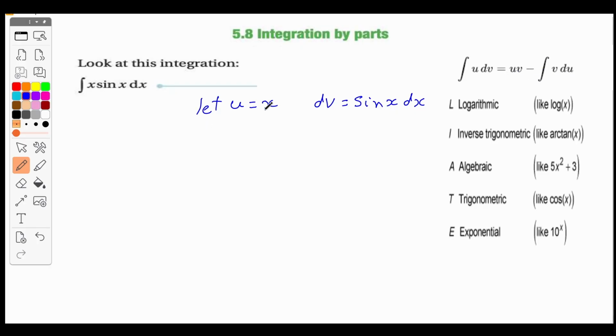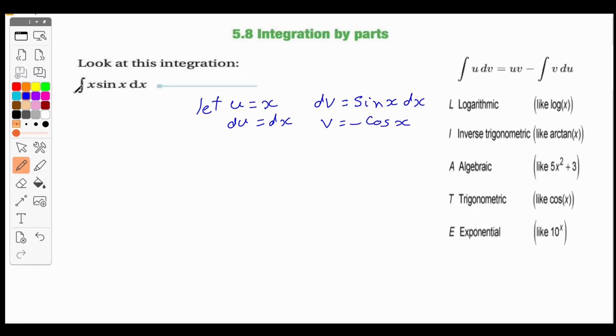So we say here let u equals x, and dv is the left, sine x dx. After finding u, we need to find du, and we also need v from dv. If u equals x, that means du equals dx. This is dv, so we need to integrate this one to find v. The integral of sine x is negative cosine x.